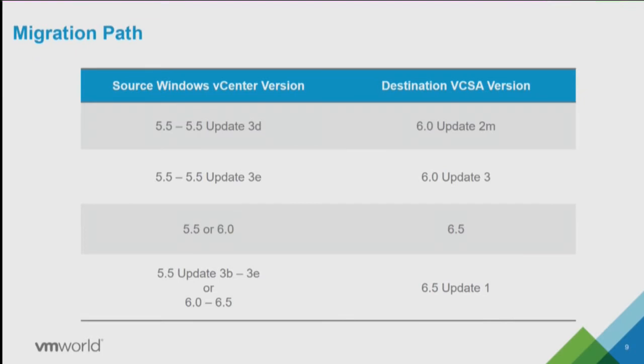In regards to migration path, if you're currently on vSphere 5.5, who here is still on 5.5? Okay. So if you're on 5.5 all the way up to update 3E and you want to get to 6.0, then you're going to use the 6.0 update U2M. If you're on 5.5 all the way to 3E, then you're going to use 6.0 update 3. Now keep in mind, if you go to 6.0 update 3 and you want to get to 6.5, you're going to have to use the 6.5 update 1 ISO. The migration tool is included with the exception of 6.0 update U2M, which is a separate tool. The others, the migration tool is included with the VCSA ISO.